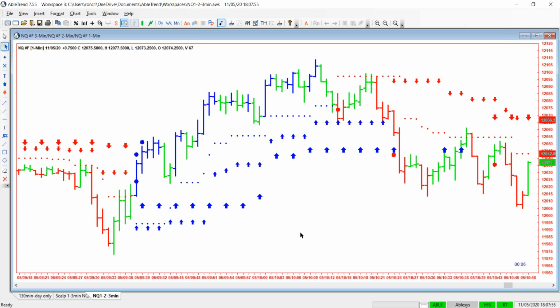Keep it simple. Simple works best. Less is more. Less indicators, less thinking, less charts, more profit. That I can promise. Up and away it goes.